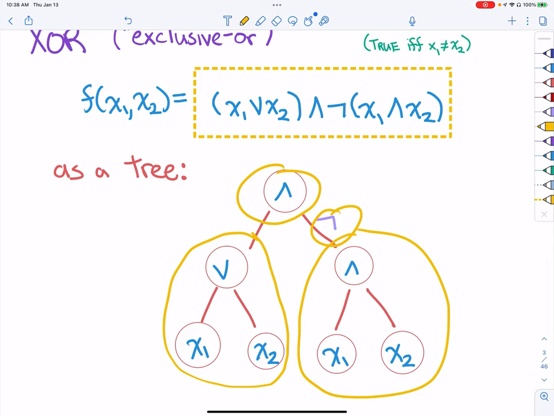Okay. So this sort of implements the OR part. That implements the exclusive part, right? I guess that's what you had in mind. Excellent. Okay, so that's a nice, clean, simple thing.